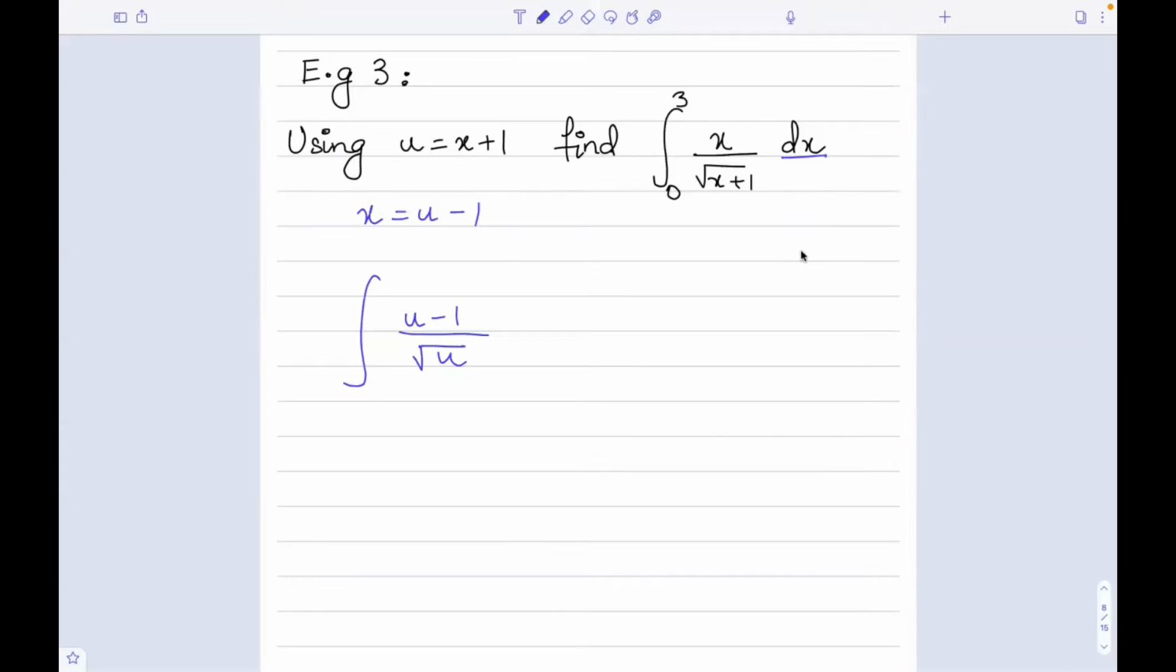The dx in this case will be substituted by using u is equal to x plus 1. We have du by dx, which is 1. So du is equal to dx.